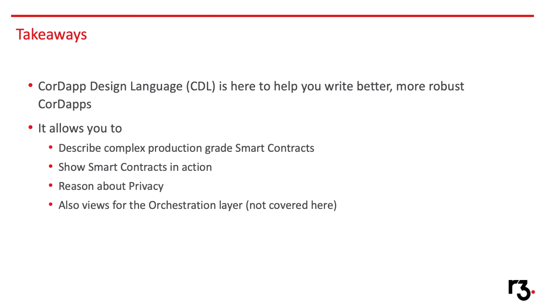Just a few takeaways, because I went through a lot of stuff pretty quickly. CorDapp design language is here to help you write better, more robust CorDapps. It allows you to describe complex production-grade smart contracts. It allows you to show smart contracts in action, so that when we were tracing it through, we saw how the billing all worked. It allows you to reason about privacy, super important for the reasons I've just been through. There are also some other views which are available, which I haven't gone through because 25 minutes is nowhere near enough time to talk about this properly.